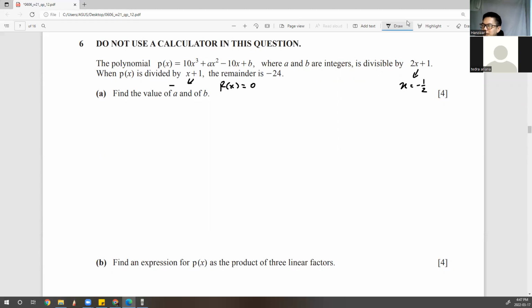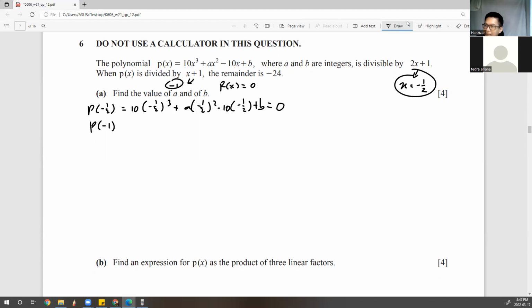And this will be the negative 1, right? So if p of x equals x cubed plus ax squared, just write down p of negative 1 over 2. Pick the first one first, and then insert negative 1 over 2 cubed plus a here, right? I just do it slowly, plus b equals 0 because it is divisible, right? And then the next part, when it is divided by x plus 1, so when x equals negative 1, just rewrite the formula, right?